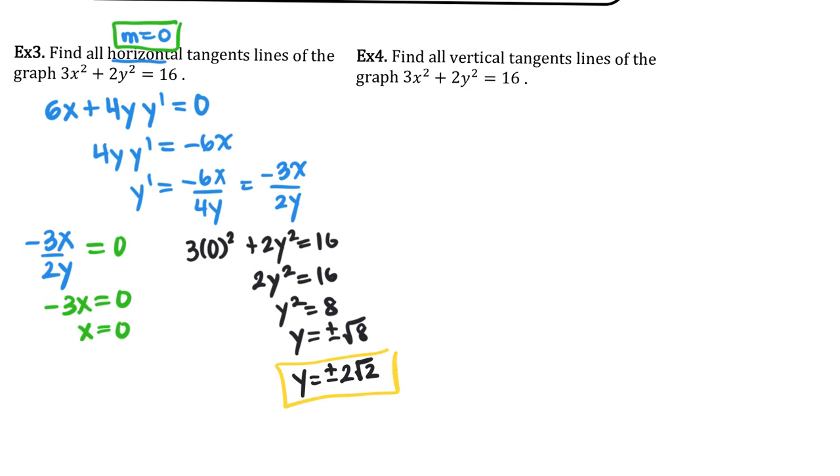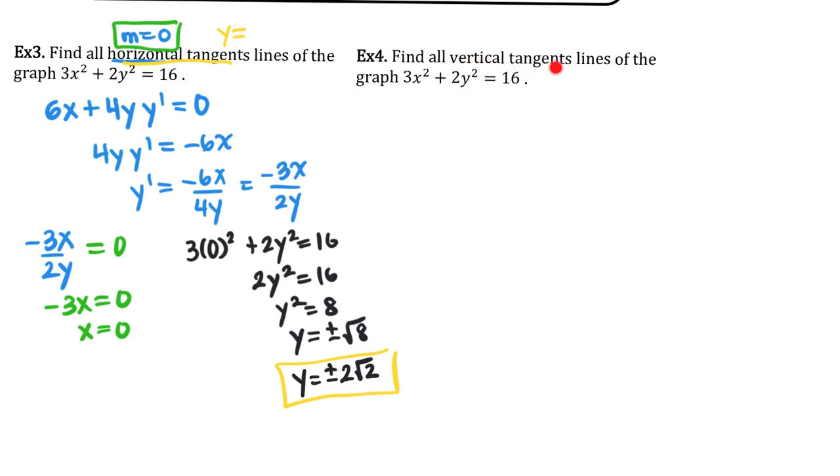Okay, let me check. Did we answer the question? They want the horizontal tangent line. Since it's a horizontal line, it has to be y equals. So I found the y equals line, and there were actually 2 of them. One at 2 root 2 and one at negative 2 root 2. This graph's actually an ellipse. So if you graph the ellipse, there should be 2 horizontal tangent lines at those values. Okay, last one. Oh, it's the same ellipse.